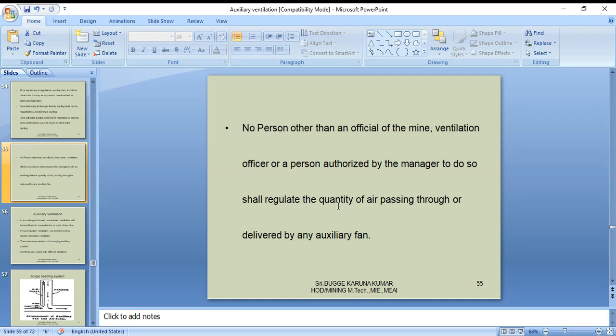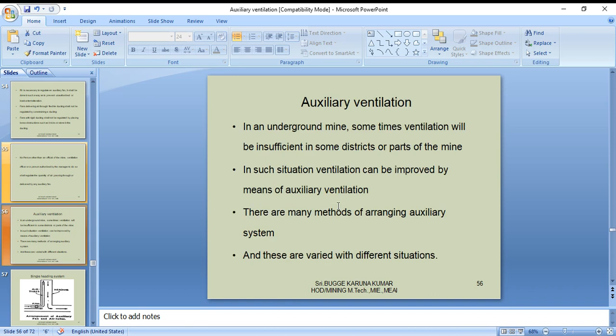No person other than the ventilation officer or manager shall regulate the quantity of air passing through the delivery by the auxiliary fan. So it should not be any foreman going and simply switching on, switching off, or speeding up the fan installation. This should be authorized by the manager only.